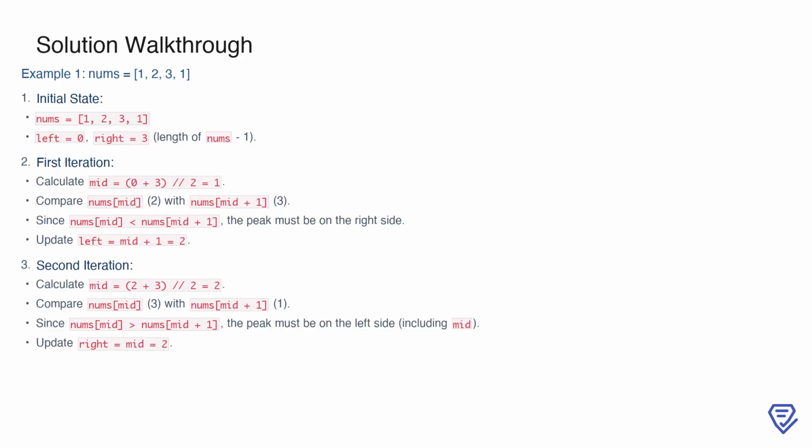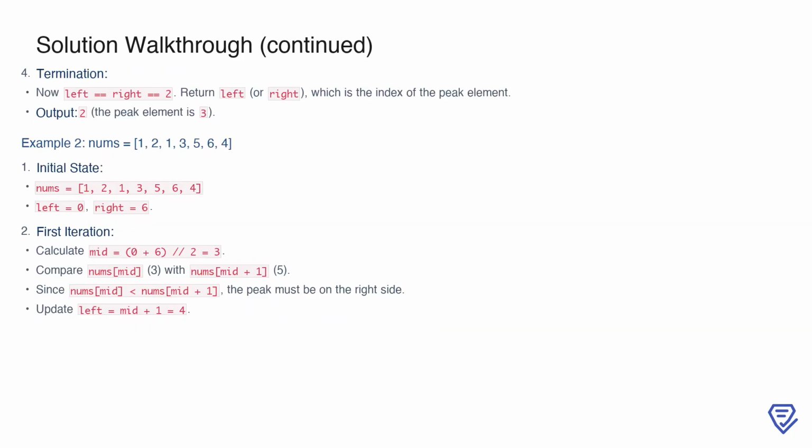Now, in the second iteration, we recalculate mid as (2 + 3) / 2, which gives us a mid value of 2. At index 2, the value is 3, and we compare it with the value at index 3, which is 1. This time, since 3 is greater than 1, we know the peak must be on the left side, including the current mid. Thus, we update the right pointer to mid, which is 2. At this point, the left and right pointers have converged, both pointing to index 2. This means the termination condition left equals right is met, and we know that index 2 is the peak. The value at this index is 3, so the function returns 2 as the output.